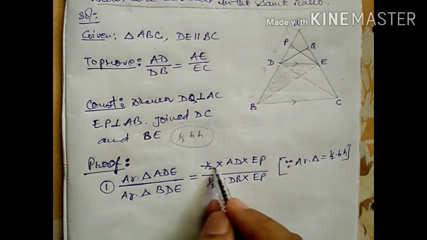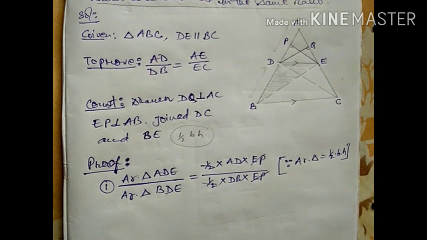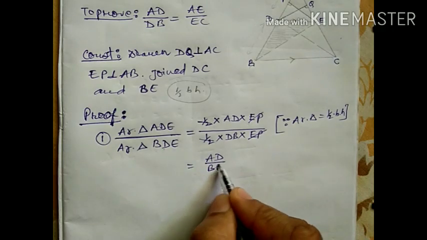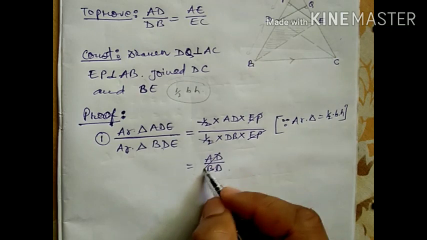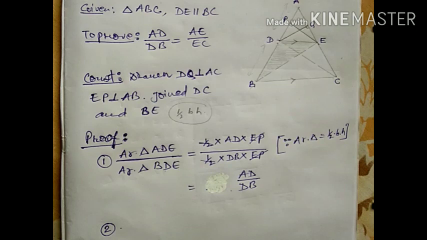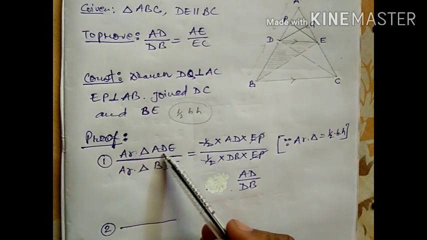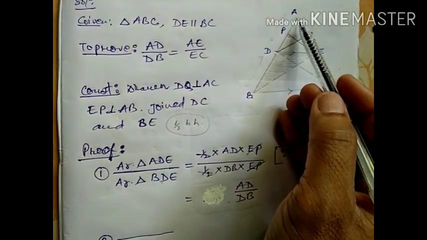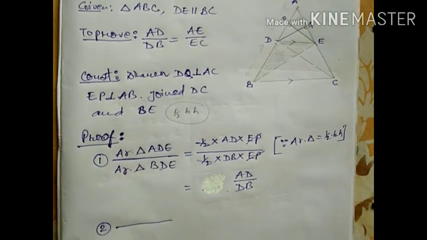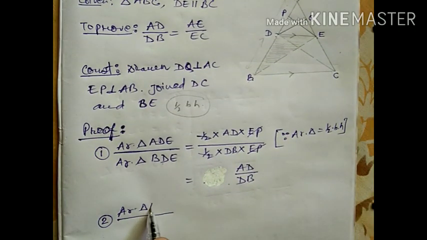The next thing you do is, we will cancel this half and half, EP will cancel, and then what we get is AD by DB. Then in step number 2, again we will divide the two triangles, and the triangles are something like before. One triangle is ADE, this triangle you can see here. So I am going to write here area of triangle ADE, divided by another triangle.